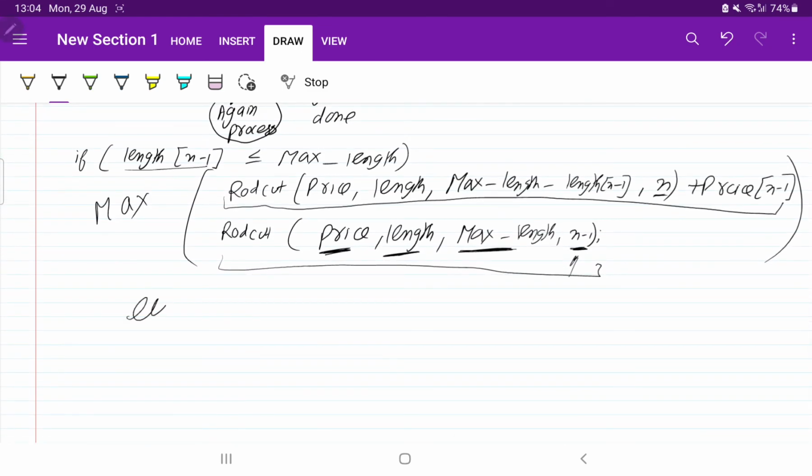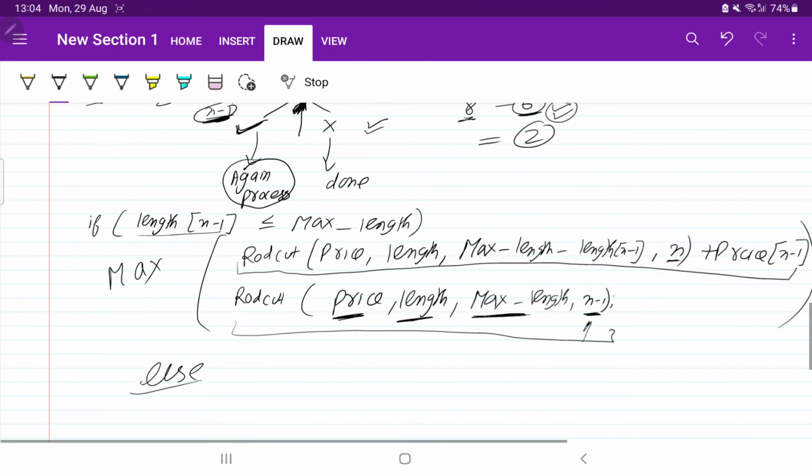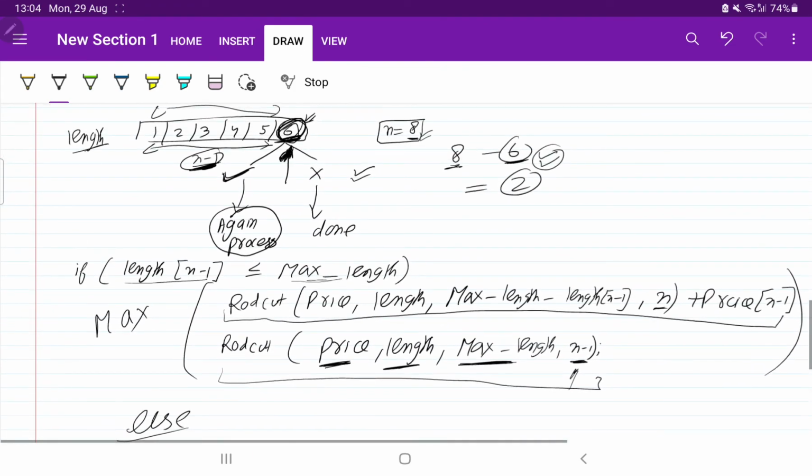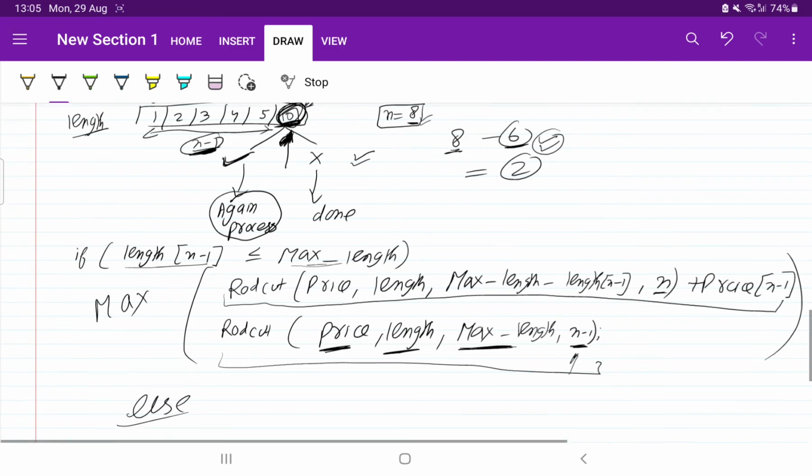Else. In the else part, what will come? Suppose here the length is 10. They are saying to break into a length of 10. So are you going to take 10? You are sure that, how can I break a rod of 8 meters into 10 meters? No, we are not going to take it.